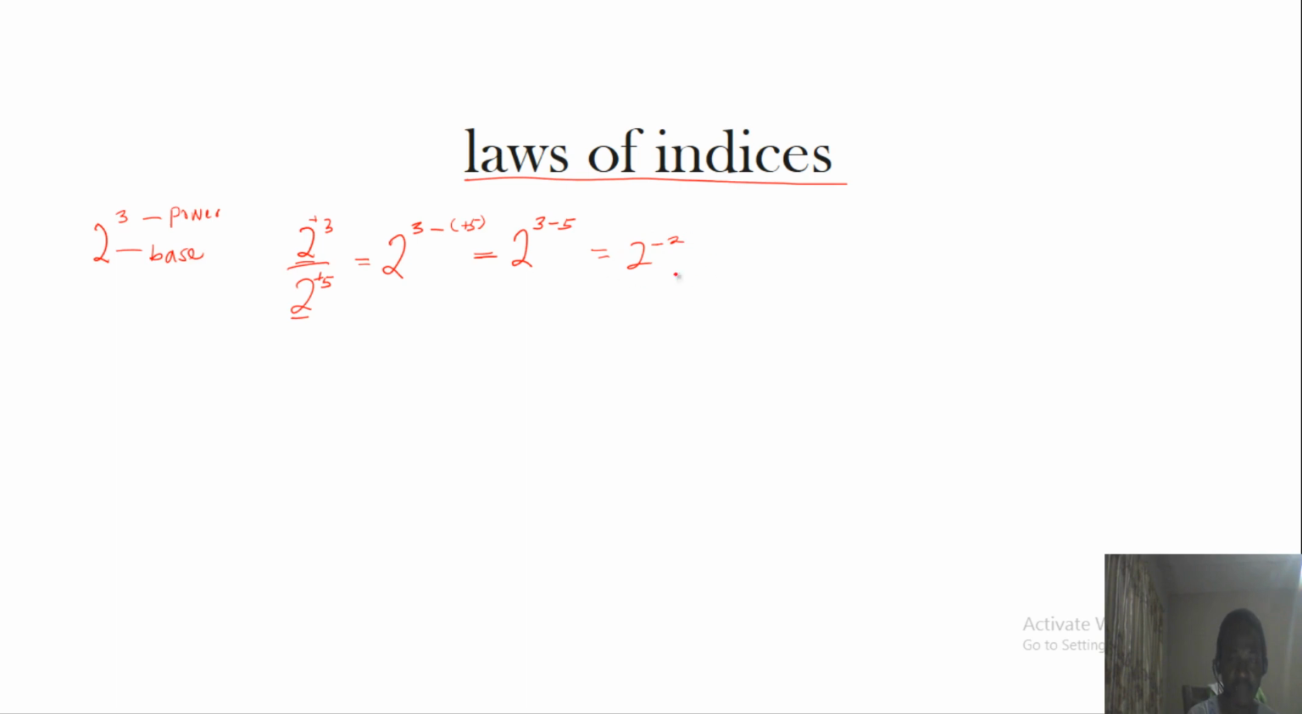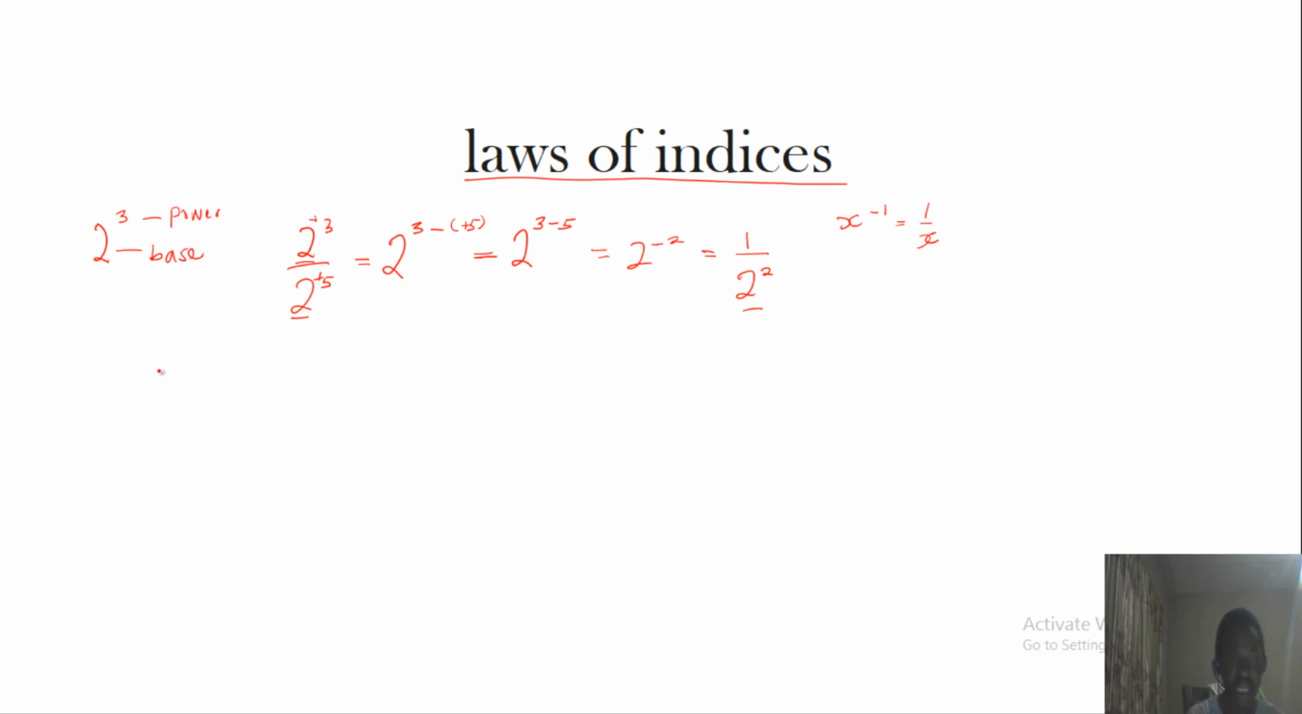And this particular thing you can turn to its inverse. It is the same as 2 raised to the power 2. Just like x raised to the power minus 1 is the same as 1 over x. What has happened? The power sign has changed from minus to plus. That is just the case, and we need to understand that as well.